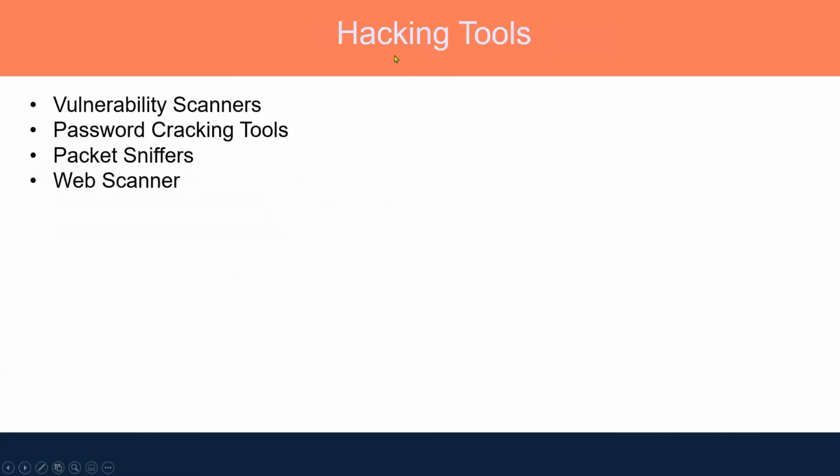Moving to next, there are different types of tools being used for hacking, and those tools could be vulnerability scanners. So for vulnerability scanners, we have Nessus, Nexpose, okay. These are the vulnerability scanner tools that could be used for finding vulnerabilities. Once a vulnerability is found, an exploit needs to be created. So there are tools for vulnerability scanning, there are tools for password cracking, there are tools for packet sniffing. Packet sniffers are basically packet capturing tools. Wireshark is one example of that.